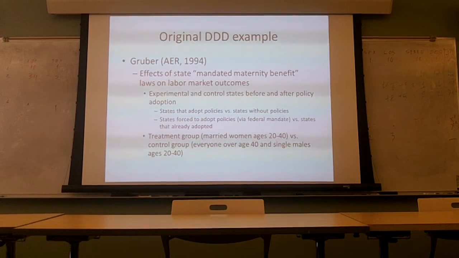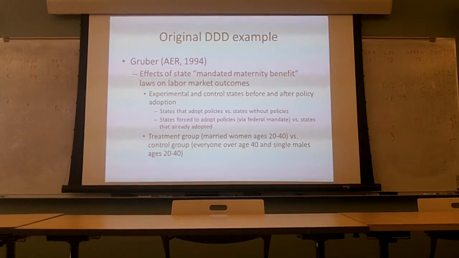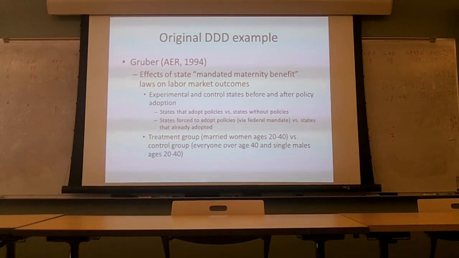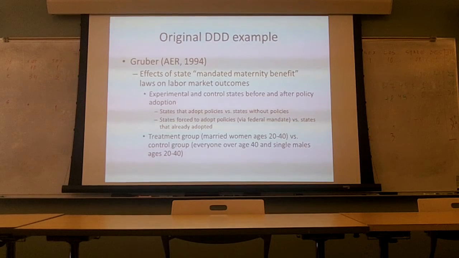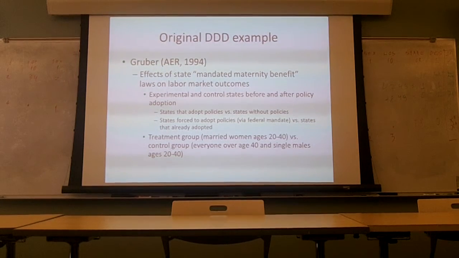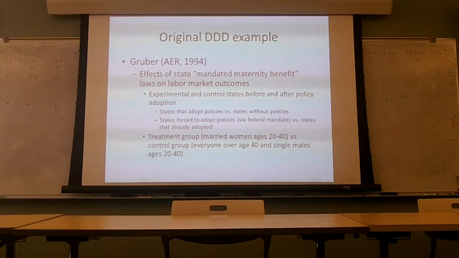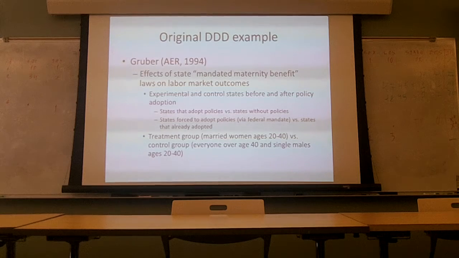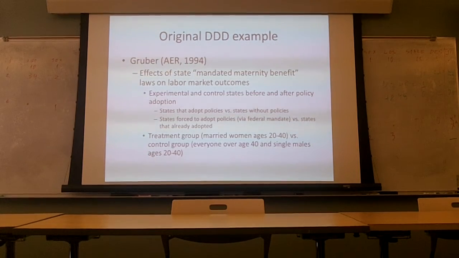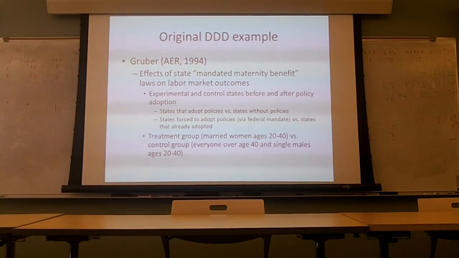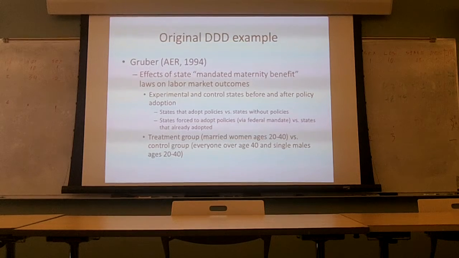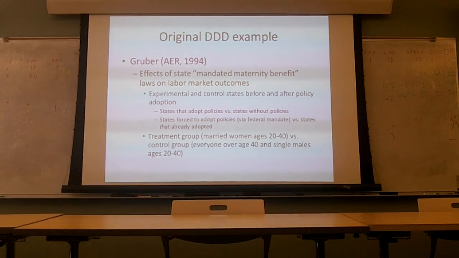The prototypical paper was by John Gruber, who's a well-known, by economist standards anyway, economist at MIT. This was in the AER, which is one of the top 5 journals in economics, from a while back. It's almost 20 years. He was looking at state-mandated maternity benefit laws on labor market outcomes. Again, he had experimental control states before and after the policy adoption, and he had 2 levels of comparison.